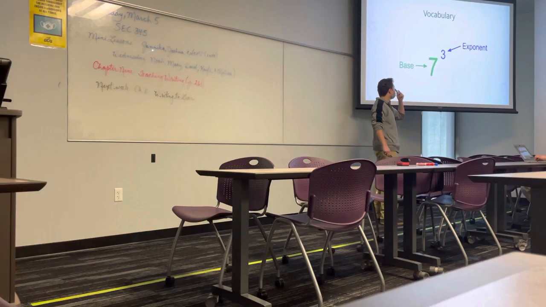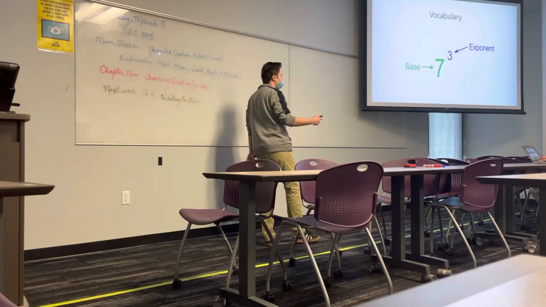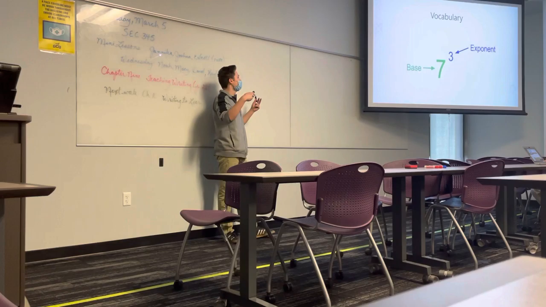And by the way, does anyone know how to read that? Yeah, 7 cubed or 7 to the 3rd. There's a few different ways, right? 7 cubed, 7 to the 3rd, 7 to the power of 3, all of those mean the same thing. It just means we're multiplying 7, 3 times: 7 times 7 times 7.